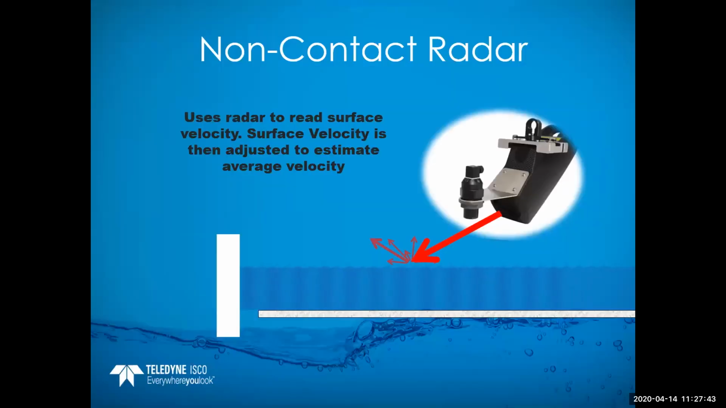So the first non-contact sensor is the radar sensor. It reads the surface velocity and then is adjusted to estimate the average velocity. With the non-contact, it's using an ultrasonic sensor to read the water depth and then the radar to read the velocity. And as you can see here, with this radar sensor, it needs ripples on the surface of the water. It needs a little bit of surface turbulence to get a return signal off the surface to get a velocity reading.